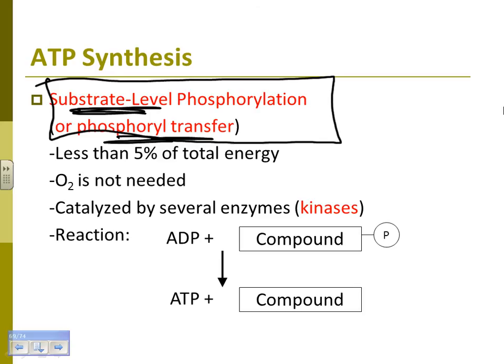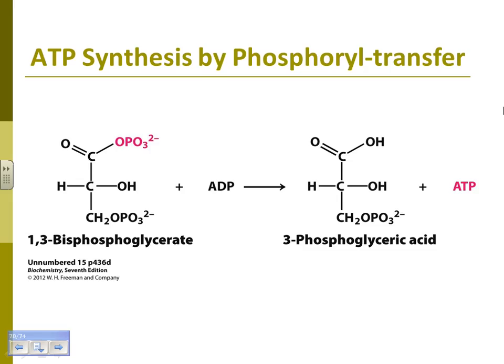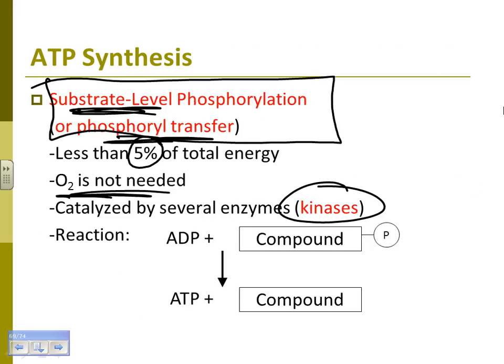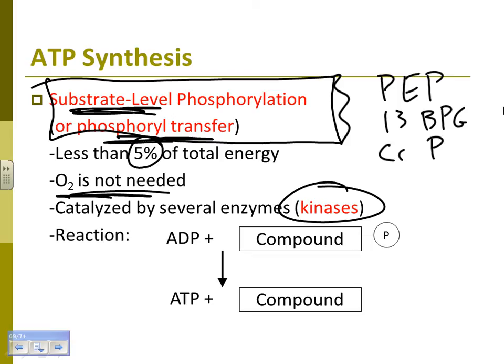So this is one way to make ATP. Only 5% of the ATP is made this way. So this is the not-so-popular way to make ATP. Benefit, you can do it without oxygen. Here are your kinases. This is the one catalyzed by kinases. So the three molecules that we talked about earlier, those are the substrate-level phosphorylation molecules. So these three come from PEP, 1,3-BPG, or creatine phosphate. So these three create ATP through substrate level phosphorylation or phosphoryl transfer.